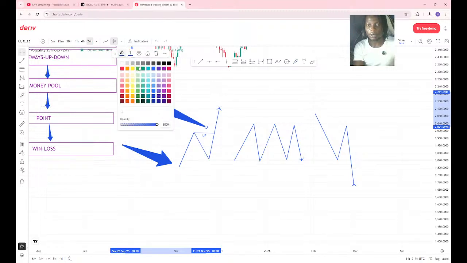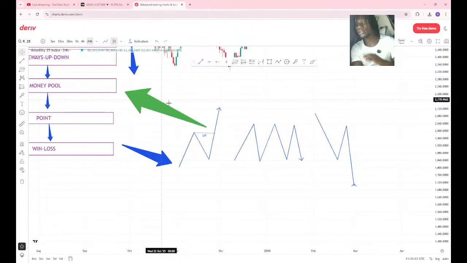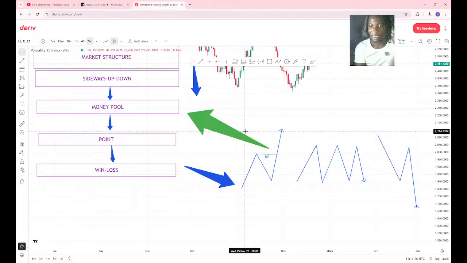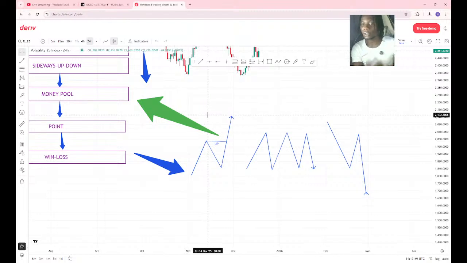I think I need to change this color this time around. So the next thinking here will be looking for the money pool. What are you using the money pool for? Very simple. You want to get what some people call a point of interest. All these are just names, guys. Remember, all these are just names. So the next point, you'll be looking for the money pool, which we call maybe supply, demand, any style or type of trade or any way you trade.